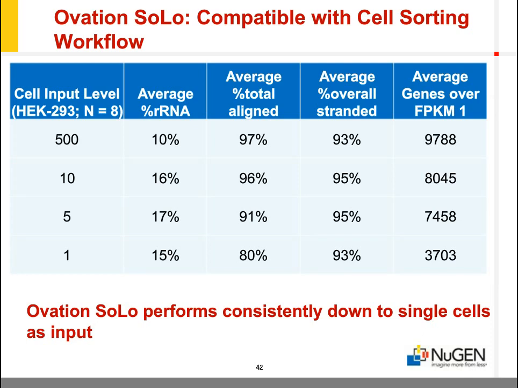The exact metrics, particularly in gene count, will vary based on the specific type of cell analyzed in the Solo workflow. But these results demonstrate that Ovation Solo performs well with cell lysate inputs and that it performs consistently across a wide range of sorted cells down to single cells, making it compatible with workflows analyzing cellular heterogeneity of bulk populations.